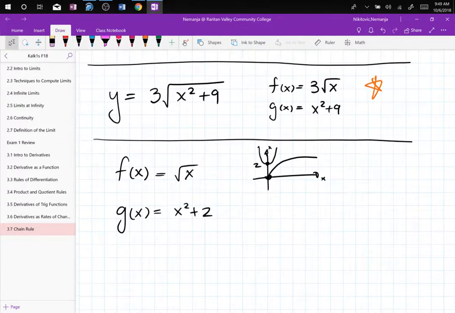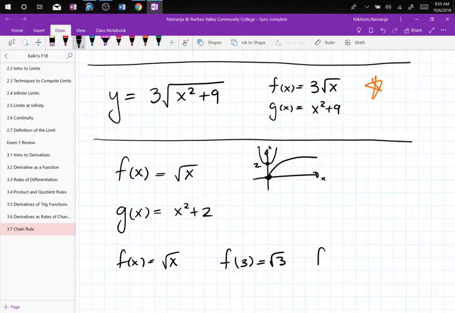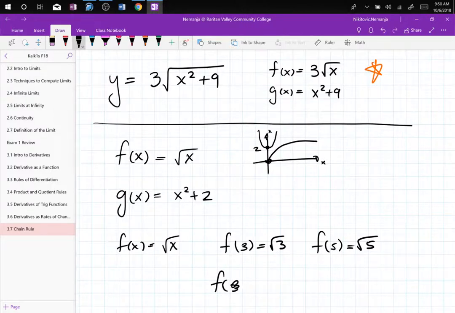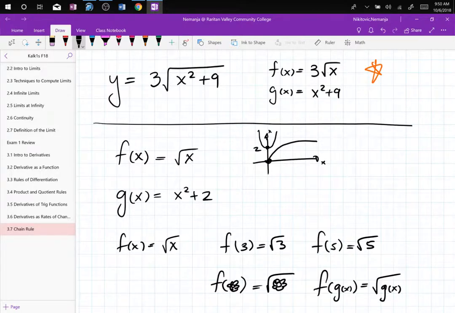Now, if you have your f of x as root x, and you say f of 3, you are getting square root of 3. If you say f of 5, you are getting root 5. F of a flower is a square root of a flower. So if I have f of g of x, then it's square root of g of x. So that's why the variable is the same.